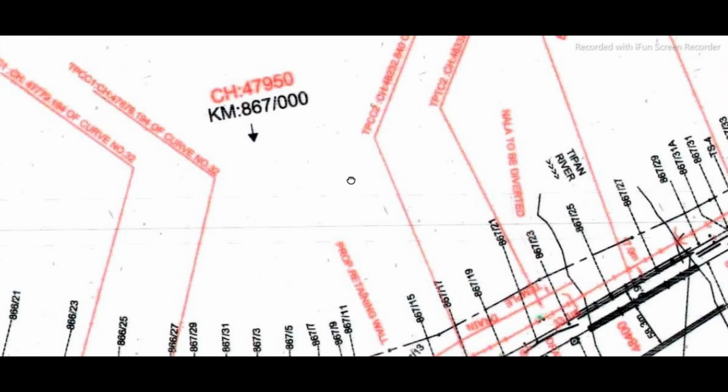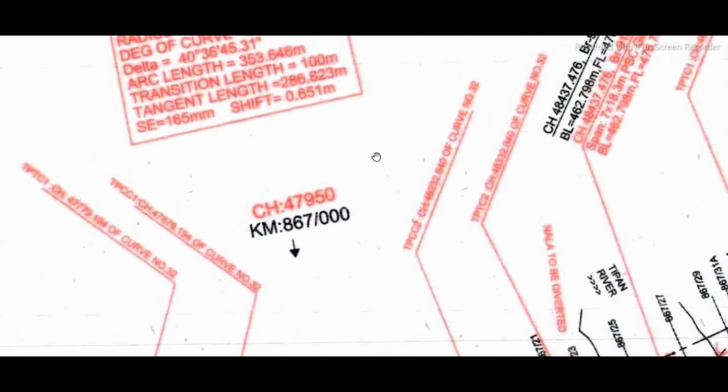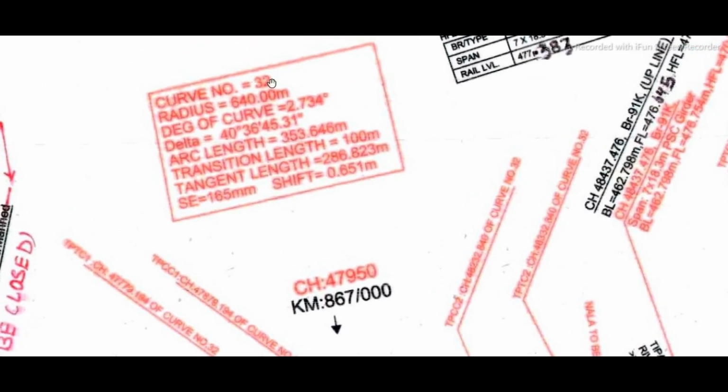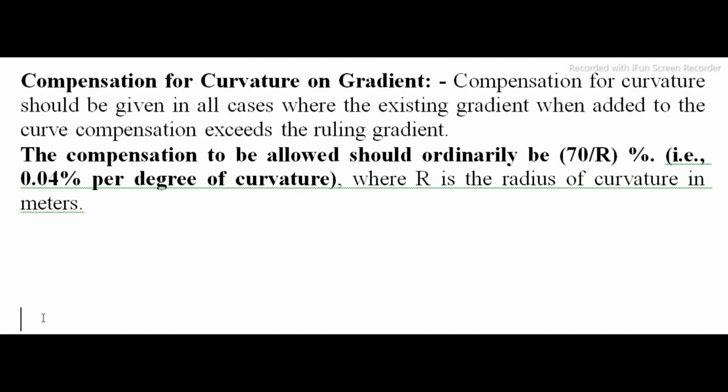Compensation for curvature should be given in all cases where the existing gradient, when added to the curve compensation, exceeds the ruling gradient. The compensation to be allowed should be 70 divided by R percent, that is 0.04% per degree of curvature, where R is the radius of the curve in meters.